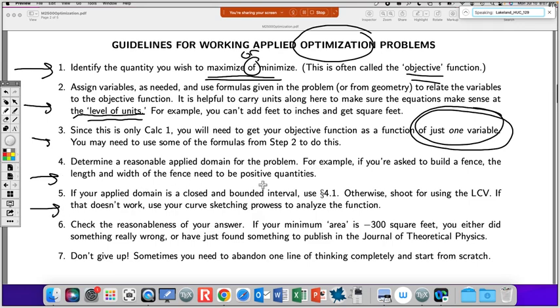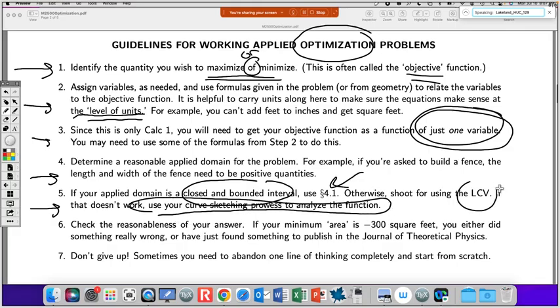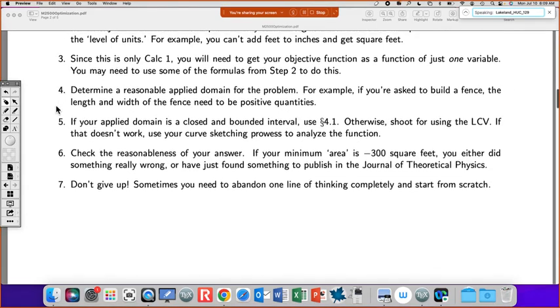If your applied domain is a closed bounded interval, then you can just do exactly what we did back in section 4.1. All right? Find the critical numbers, plug the endpoints and the critical numbers into the function, biggest number max, smallest number min, like the stuff you did on the take-home and the test. Otherwise, try using the curve sketching stuff that you know about, in particular, the lone critical value property.